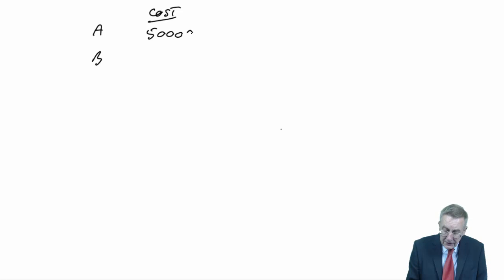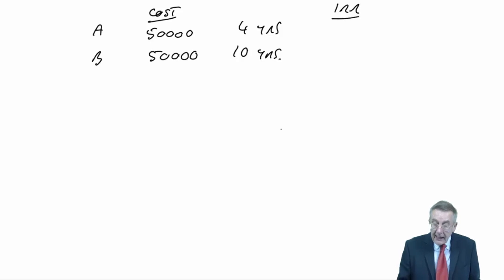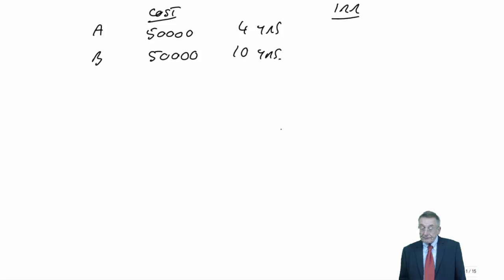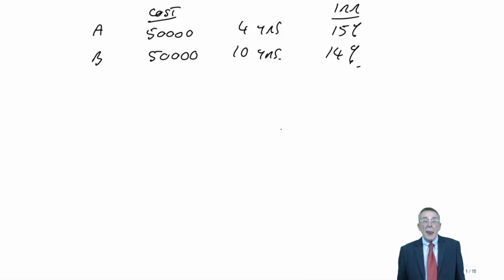Just suppose I gave you two projects, A and B, and I asked you to choose between them. And I said they both cost the same, 50,000. And project A was going to last for 4 years, project B was going to last for 10 years. And I'd calculated the internal rate of return. And maybe A gives an IRR of 15% and B 14%. Now, strictly, it's not a rate of return at all. It's a bad name. It's just break even.